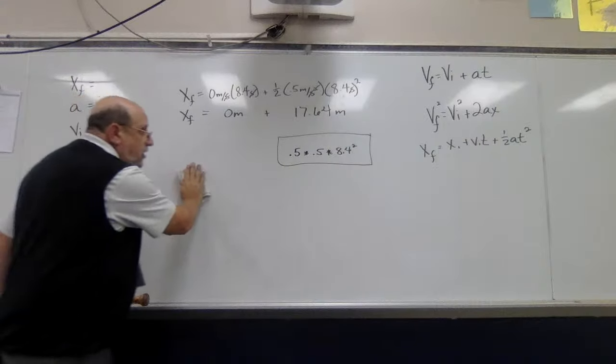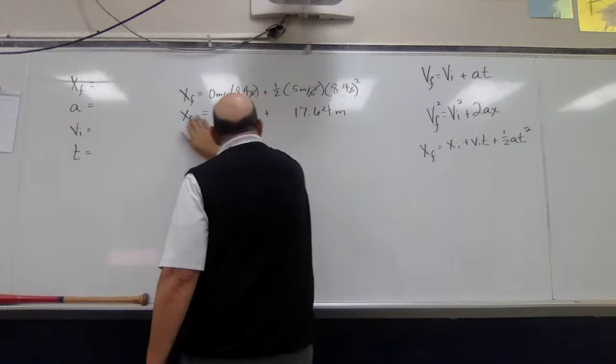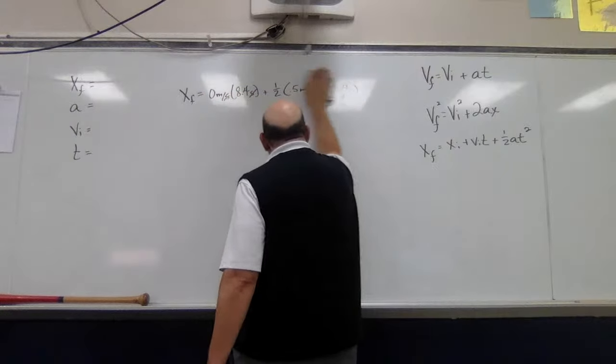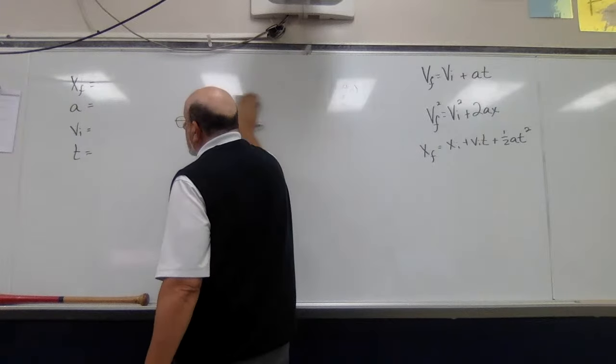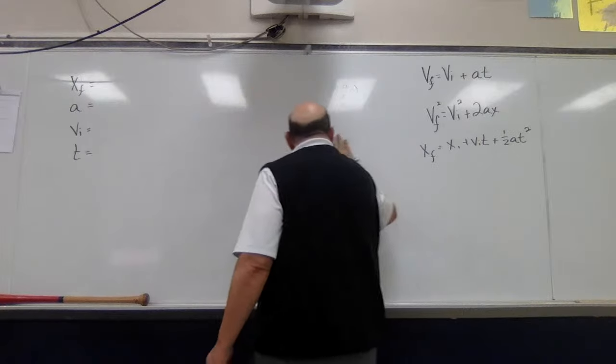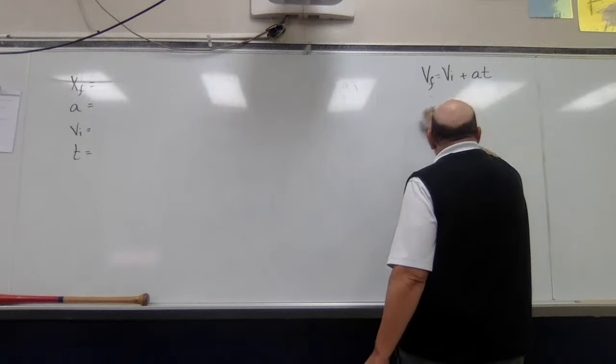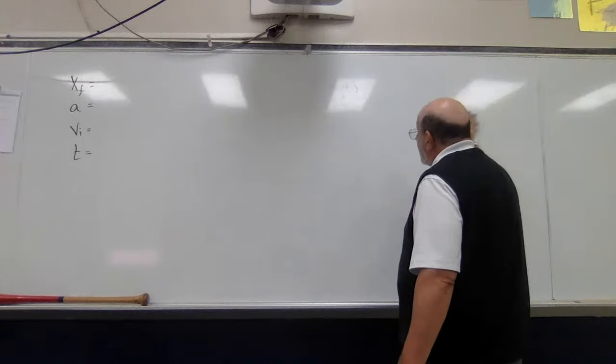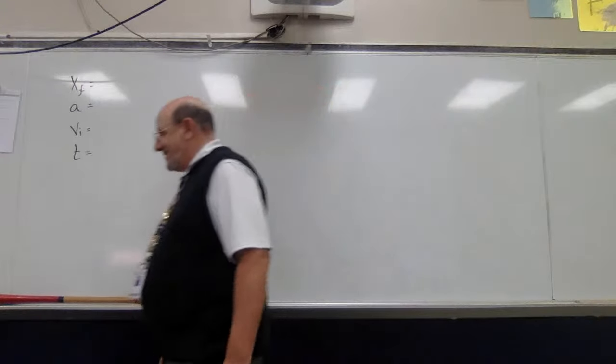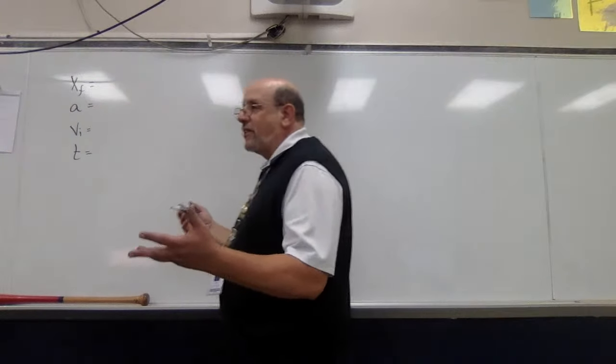Let me fix the chart. I'm going to change the chart a little bit because our next problem does not look for final distance. It looks for acceleration. It's also weird because it only gives you distance and time. All right, it only talks about distance and time, so we're still going to use the last one, right?